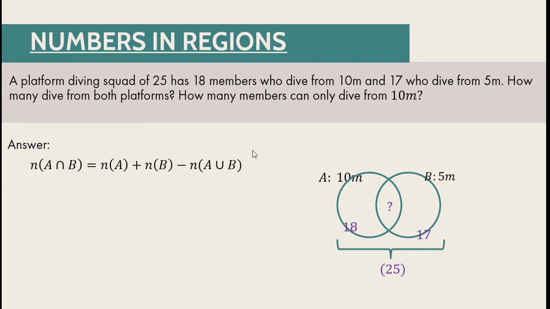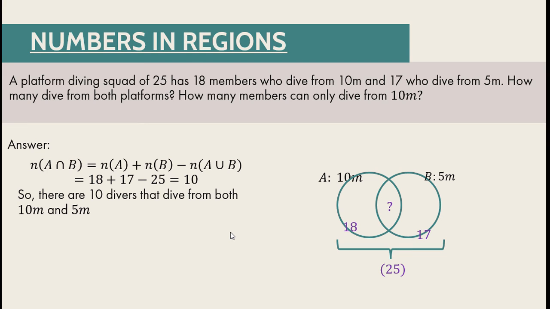Okay, here's the answer. We apply this formula. So the number of the intersection is 18 plus 17 minus 25 equals 10. So we know that 10 members can dive from both 10 meters and 5 meters platforms. And the next question is, how many members can only dive from 10 meters? Now we just take the full circle. We remove the intersection to have the remaining part, the moon shape. That should be 18 minus 10 equals 8.